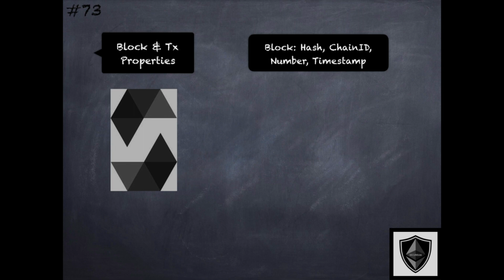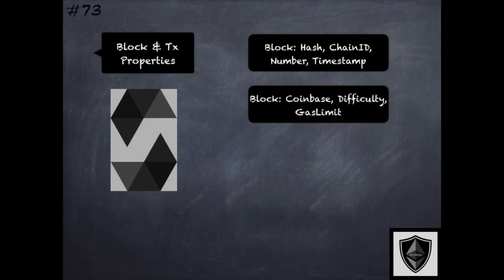There's the block timestamp, which is the number of seconds since the Unix epoch. There's also the coinbase address, which is controlled by the miner, the beneficiary address where the block rewards and transaction fees go to. There is the block difficulty related to the proof of work. There's a gas limit related to the block.